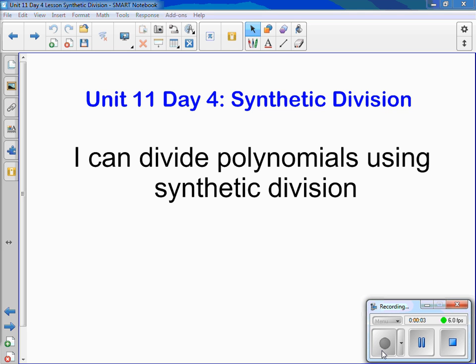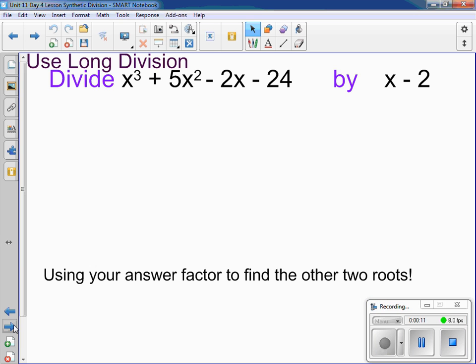All right, today we're doing synthetic division, which is a take on long division like we did yesterday, or Friday, excuse me. This one says use long division, so I'm going to show you how to do long division again, just to remind you, and then I'll move into synthetic division.